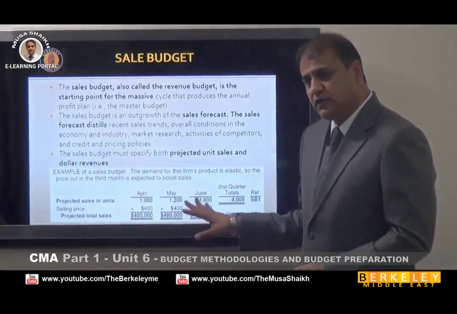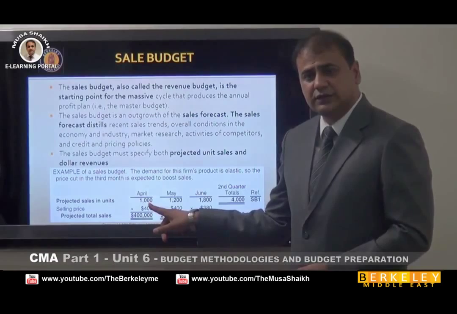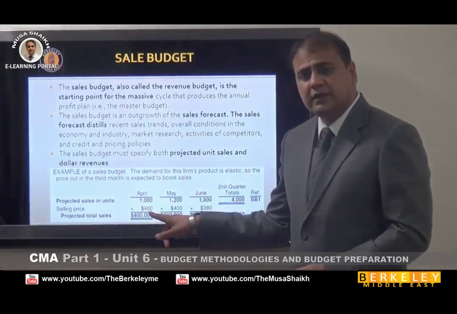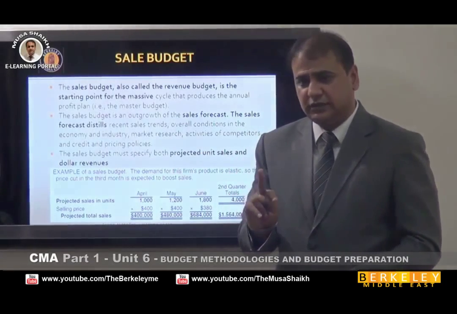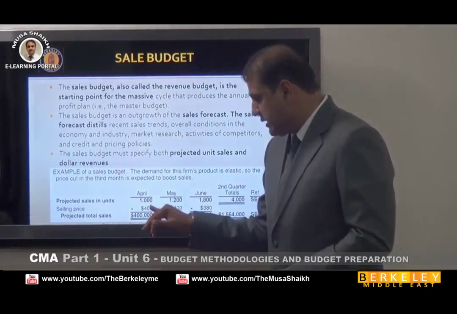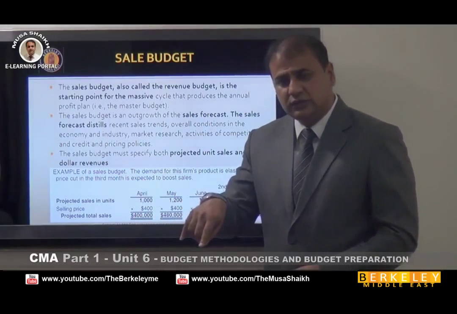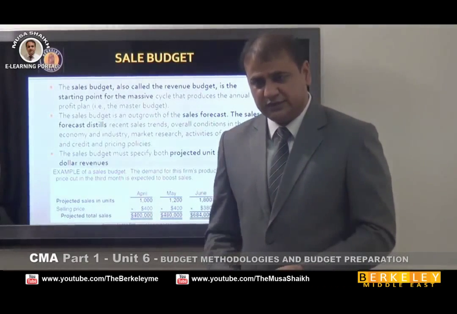This is a month-wise forecast. You can see in April we are expecting to sell 1,000 units and the price will be 400. So we need two things only. One is the amount, one is the units. Now this is very important, just keep in concept, because we want to sell 1,000 units. So now the next is we have to produce 1,000 units.